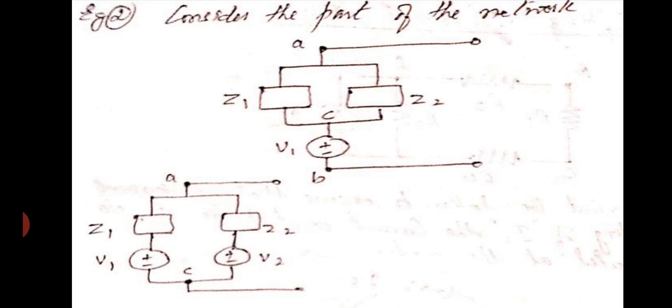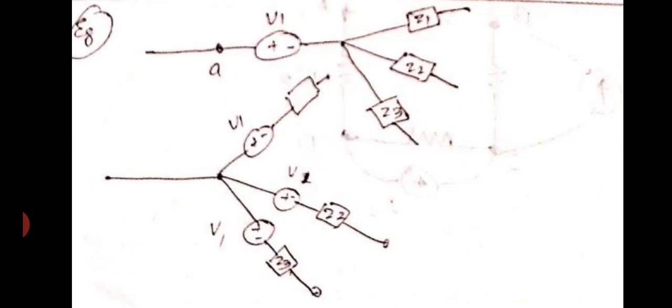Consider the part of the network in between the points A and B, the two impedances Z1 and Z2. So the voltage source can be individually connected. So you can have a glance at how the sources can be connected. Again, in the next slide, you can visualize the voltage source V1 that can be connected to three different impedances. So in this fashion, we proceed for the shifting of the voltage sources.